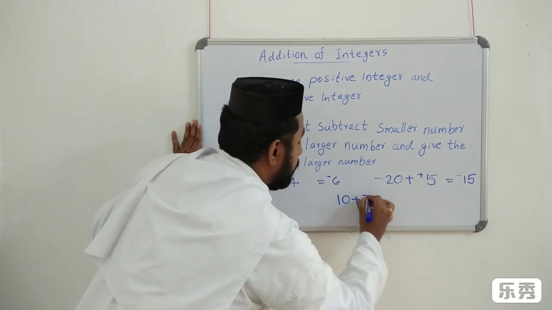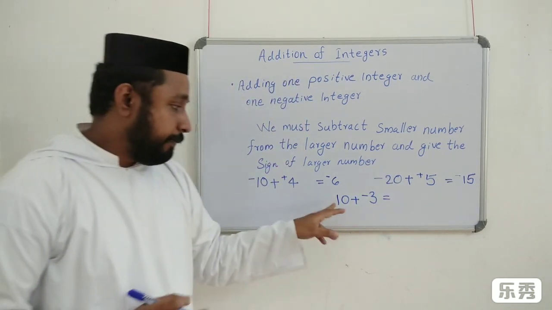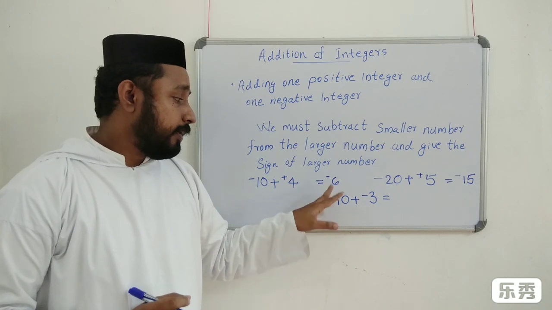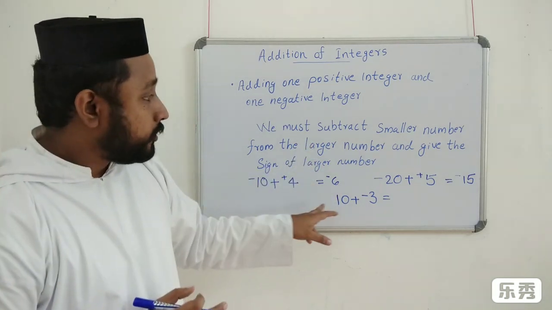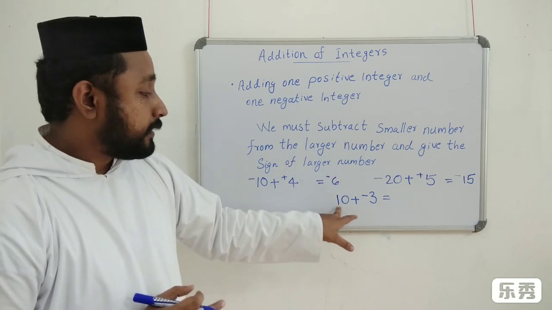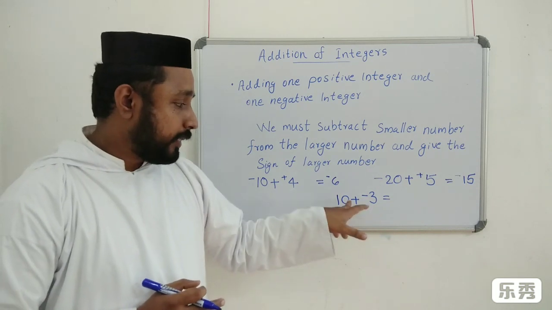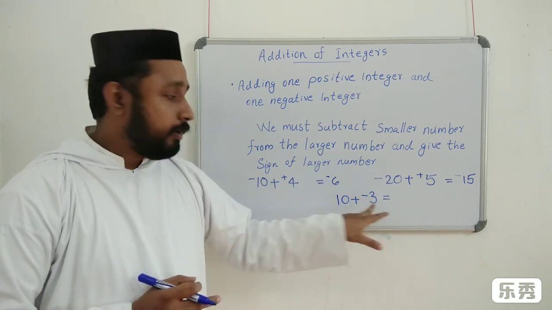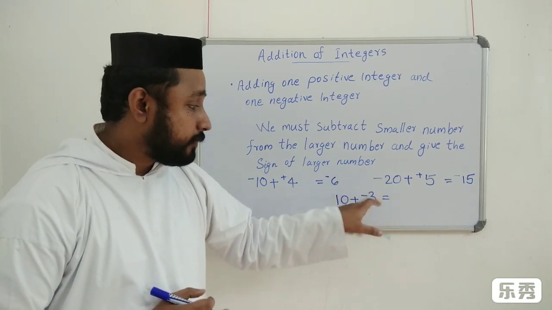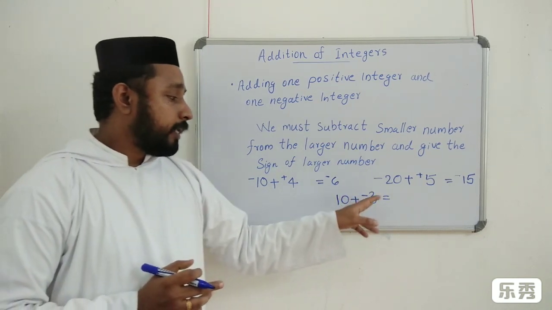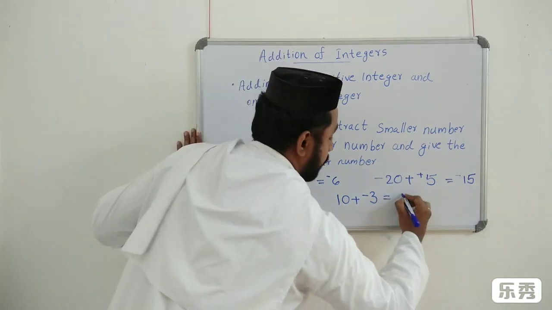10 plus minus 3. 10 means positive 10. There is no sign, which means positive 10 plus minus 3. So we are going to add plus 10 and minus 3. One is positive and the other is negative. The rule is that subtract smaller number from the larger number. Here 10 is the larger number and 3 is the smaller number. So we are going to subtract 3 from 10, which means 10 minus 3, 7.